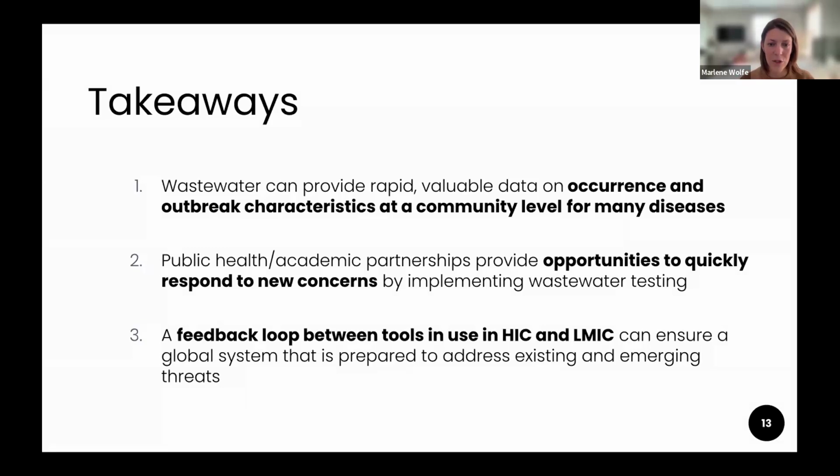And a feedback loop between tools in use in high-income countries and low and middle-income countries can ensure a global system that is prepared to address existing and emerging threats with the learning coming in both directions. Those partnerships are absolutely critical to developing this field further.